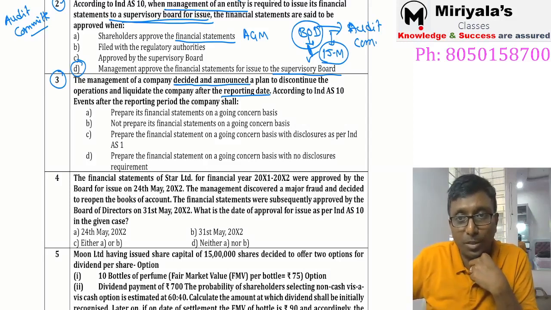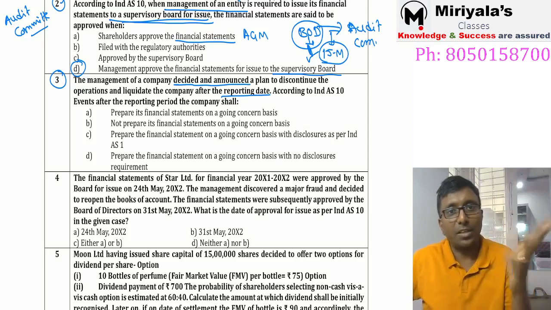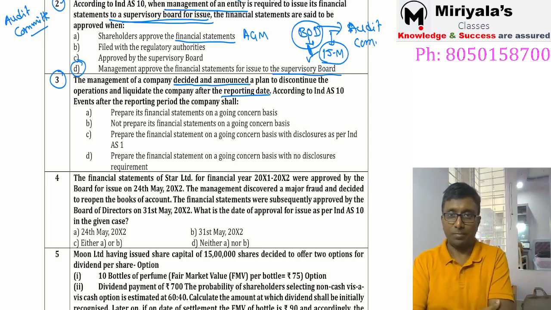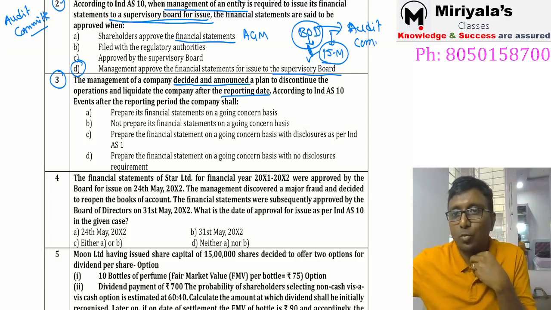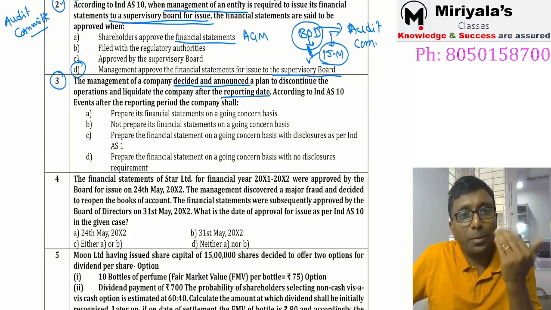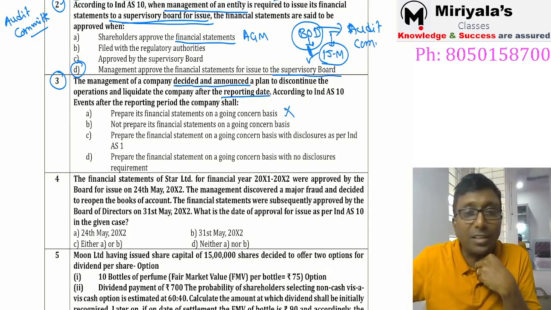How are you supposed to prepare, with going concern or without going concern, as on 31st March? They decided to discontinue the operation and liquidate the company after the balance sheet date. Tell me out of A, B, C, D, which one? The first one says prepare the financial statements on going concern basis. Is it true? Obviously not correct.